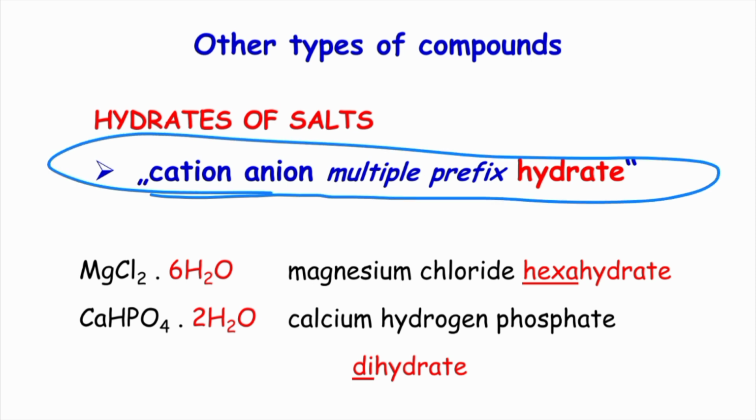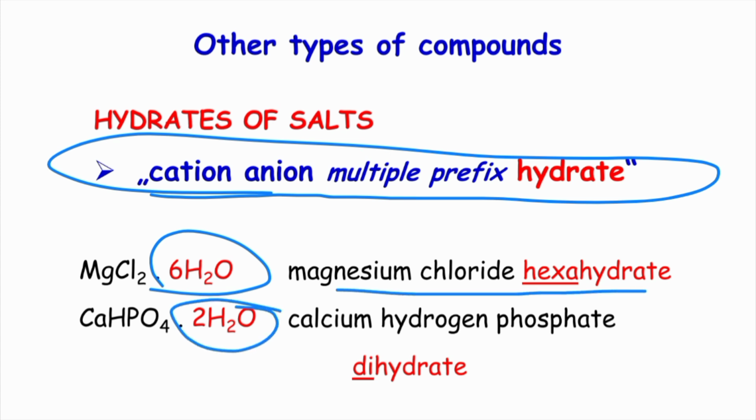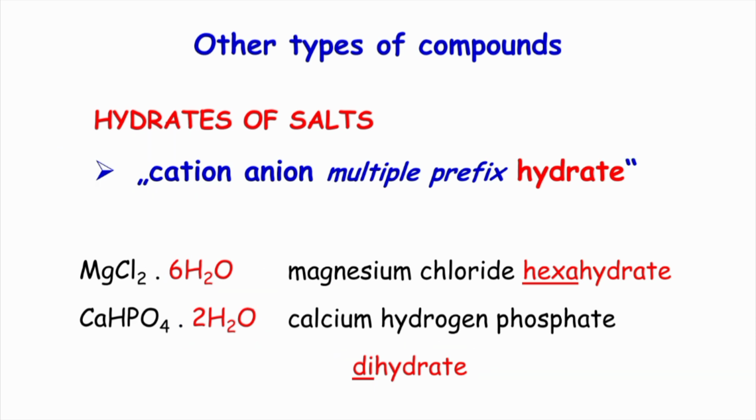Hydrates: we write water molecules in hydrates of salts. Magnesium, calcium hexahydrates. Hexa means six water molecules, and dihydrate is 2 water molecules.